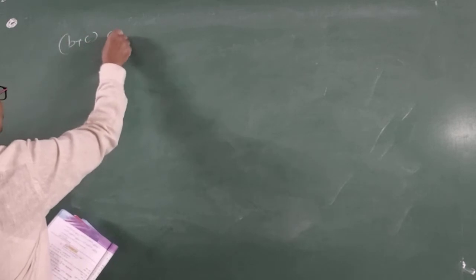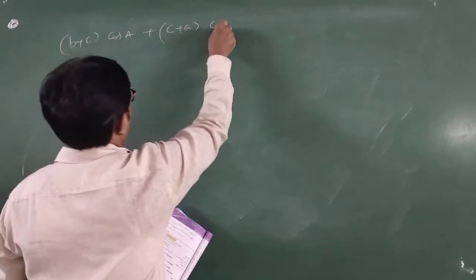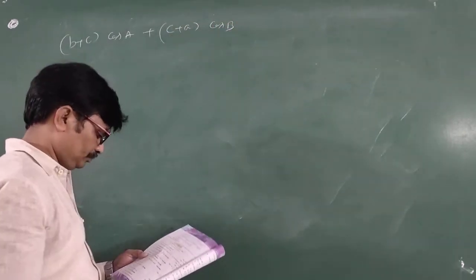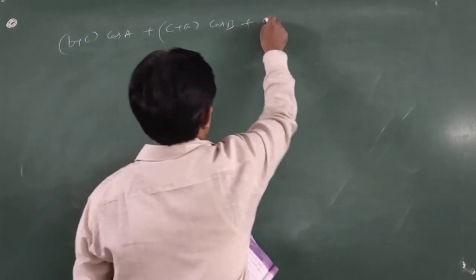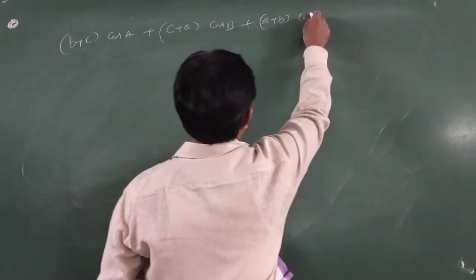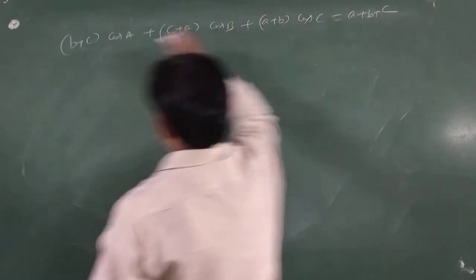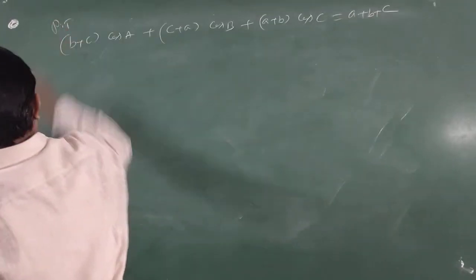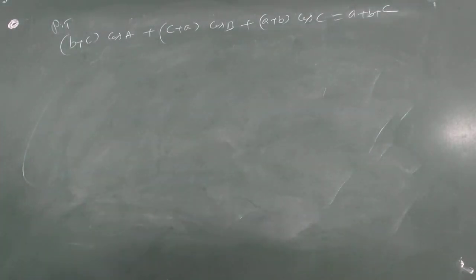Next: b plus c cos A, after that c plus a cos B, then a plus b cos C is a plus b plus c. How to prove this one? This is a plus b plus c.